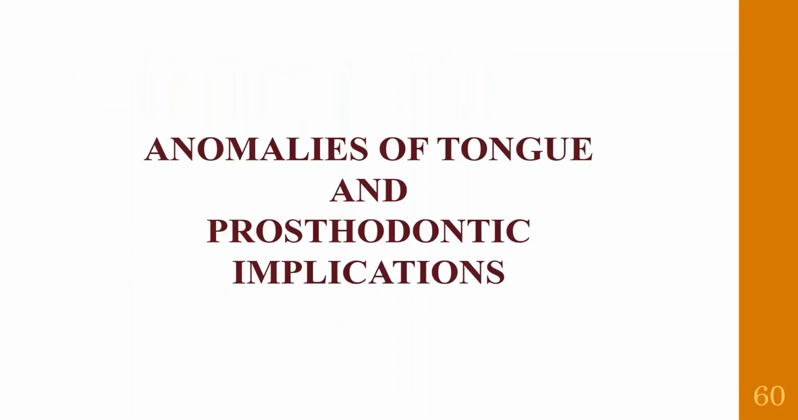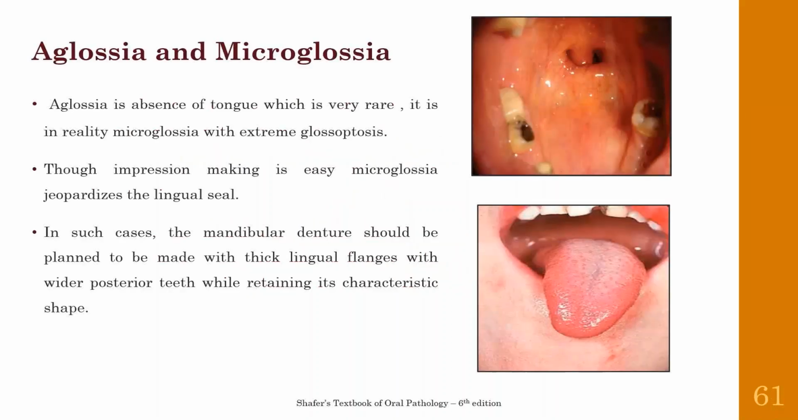Anomalies of the tongue and prosthodontic implications. Aglossia and microglossia. Aglossia is the absence of the tongue, which is very rare. It is in reality microglossia with extreme glossoptosis. Though impression making is easy, microglossia jeopardizes the lingual seal. In such cases, the mandibular denture should be planned with thick lingual flanges and wide posterior teeth, while retaining its characteristic shape.